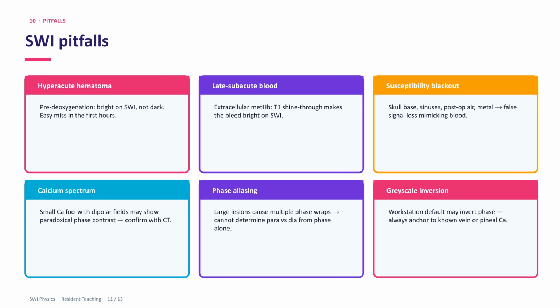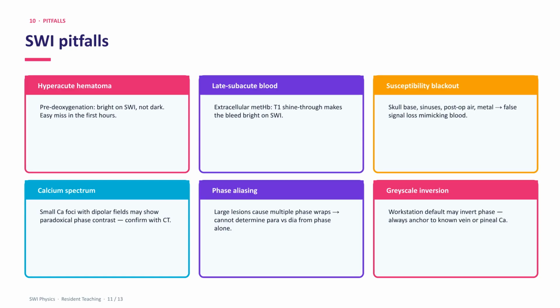Several pitfalls exist with SWI. Hyperacute hematoma can be missed in the first hours because of pre-deoxygenation. Late subacute blood can appear bright due to T1 shine-through. Susceptibility blackout near the skull base can mimic blood. Calcium can show paradoxical phase contrast, and phase aliasing can occur with large lesions, making phase interpretation ambiguous.